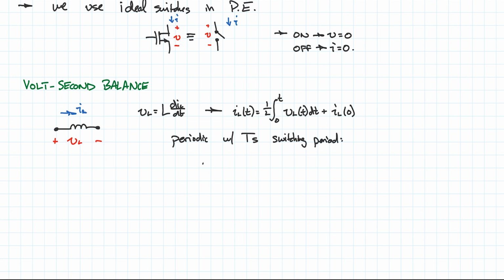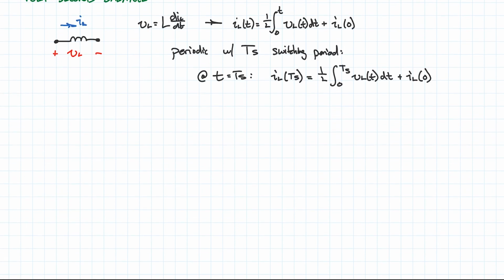Then we can say that at t equals Ts, we have IL of Ts being equal to 1 over L, integral from 0 to Ts of VL of t dt plus IL of 0. But here's where we take advantage of the thing being periodic and what we know about periodic signals.